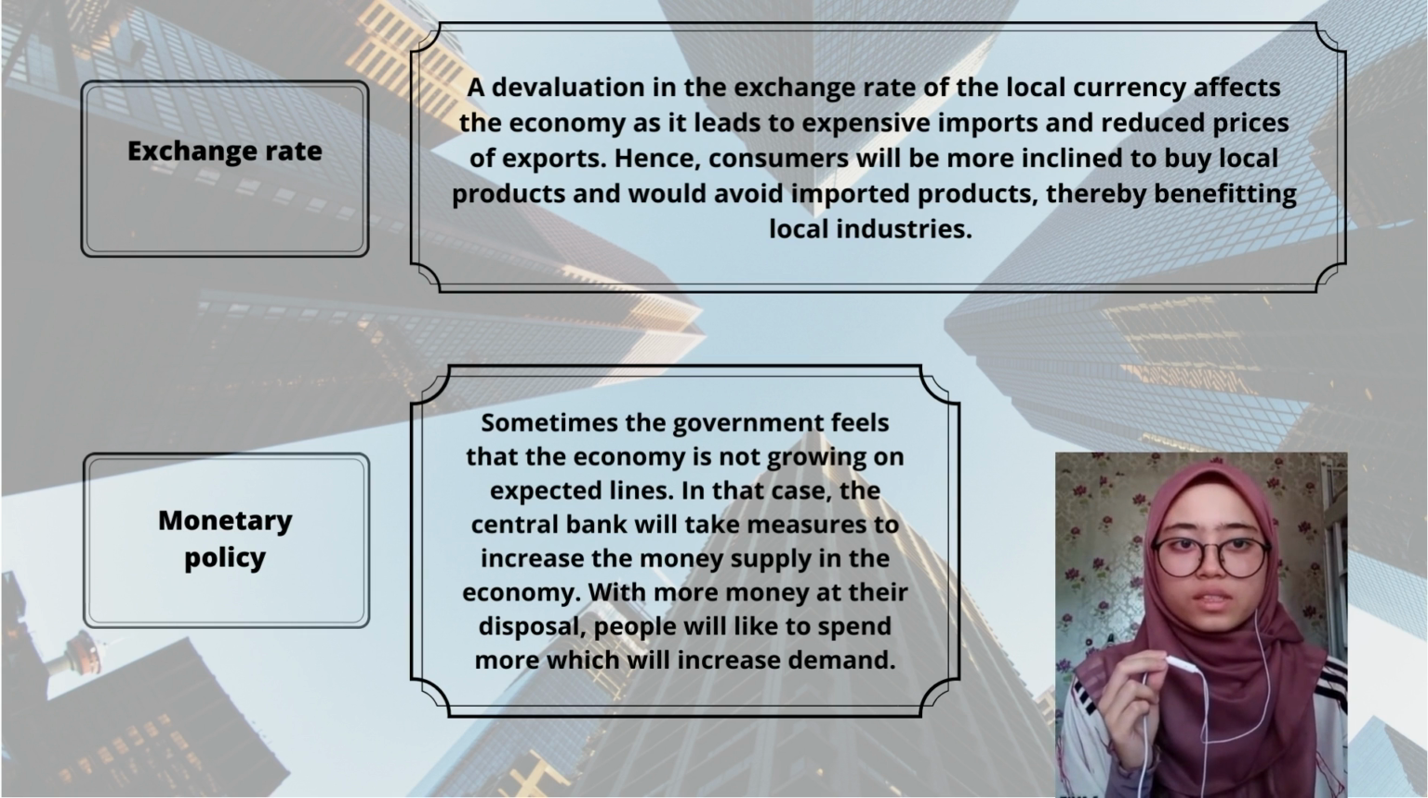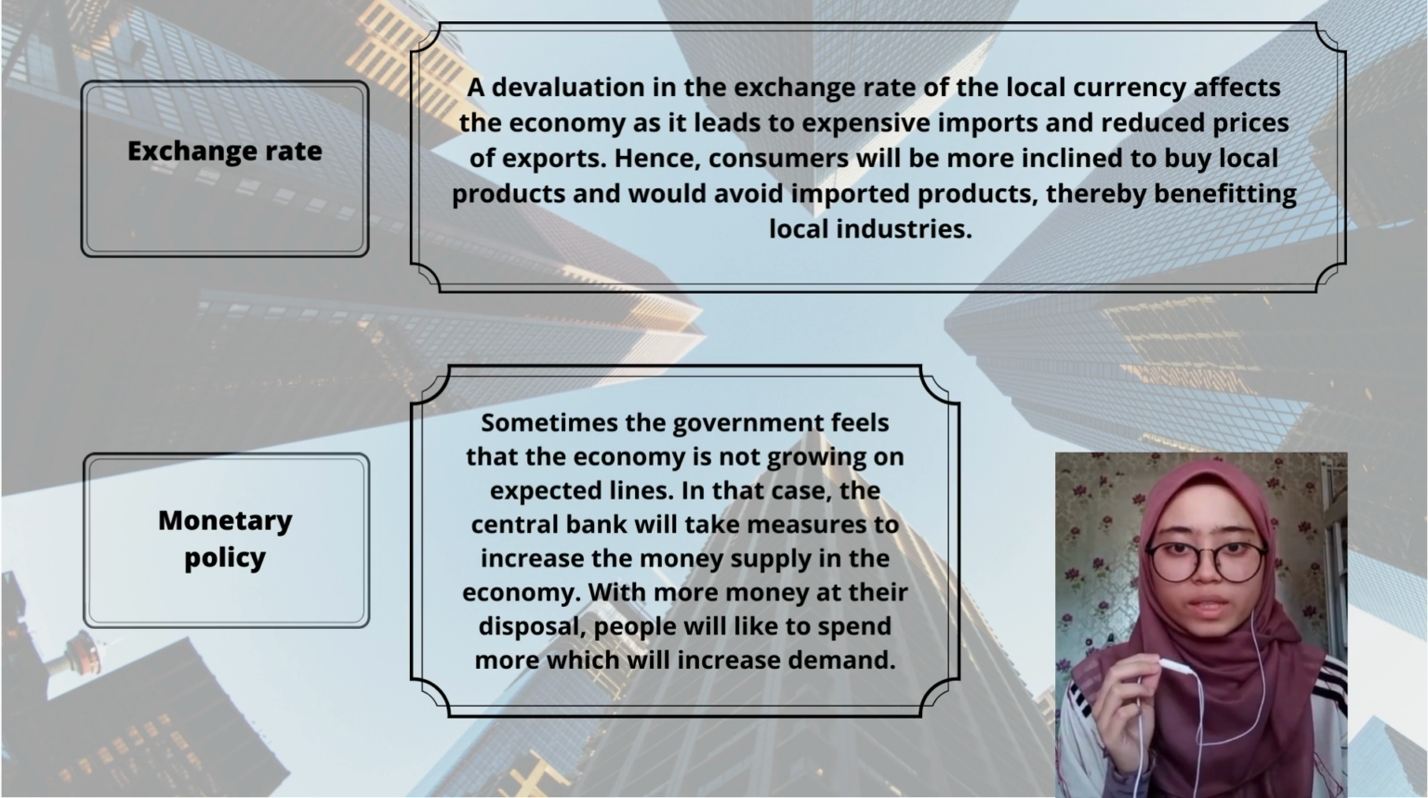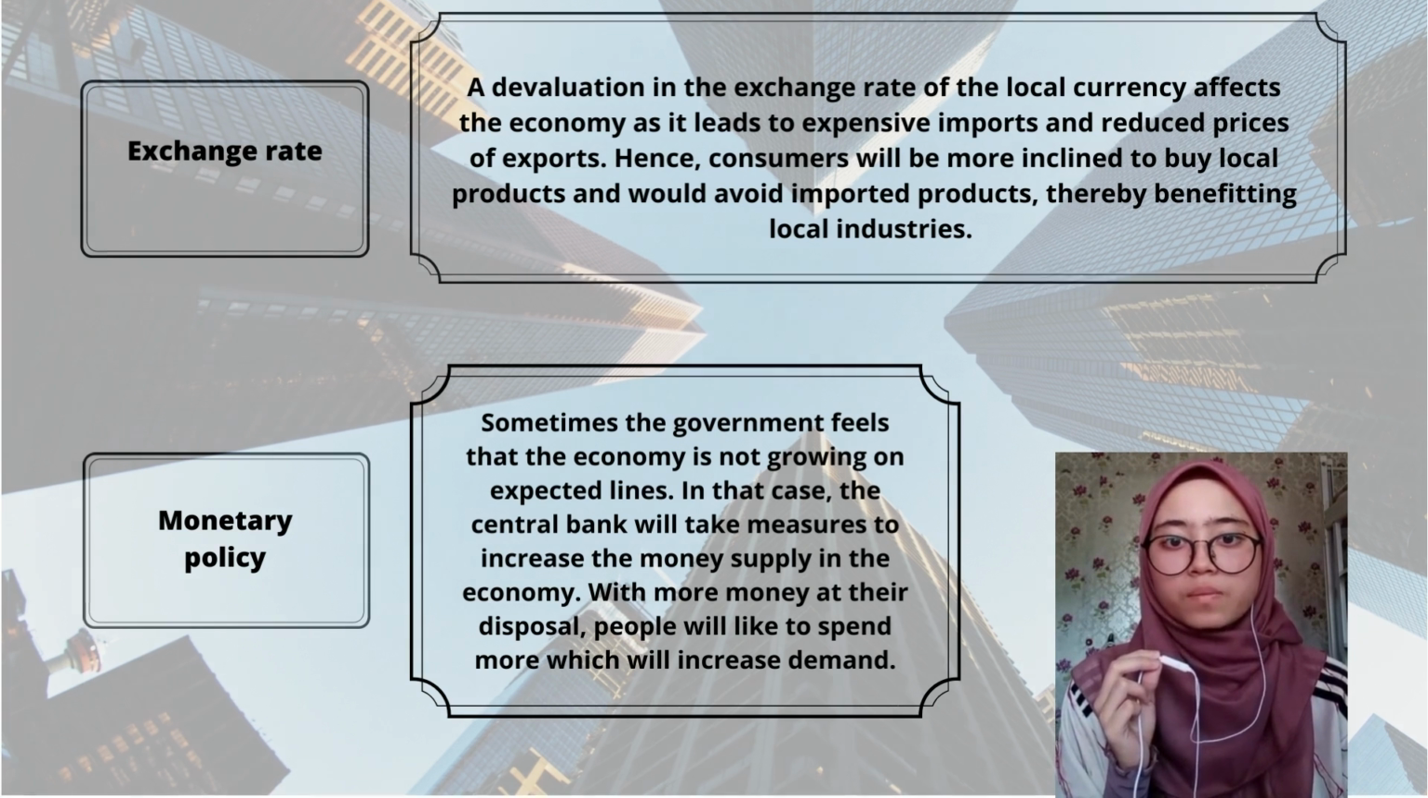Sometimes the government feels that the economy is not growing on expected lines. In that case, the central bank will take measures to increase the money supply in the economy. With more money at their disposal, people will like to spend more, which will increase demand. For example, a central bank can reduce the repo rate, which decreases the rate of interest on home loans and auto loans. This will attract consumers as they are getting the same money at cheaper rates and will start buying more, leading to more demand and hence an increase in prices.